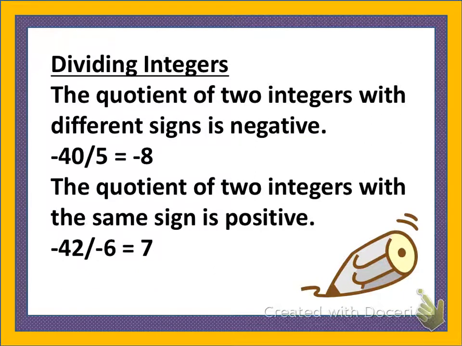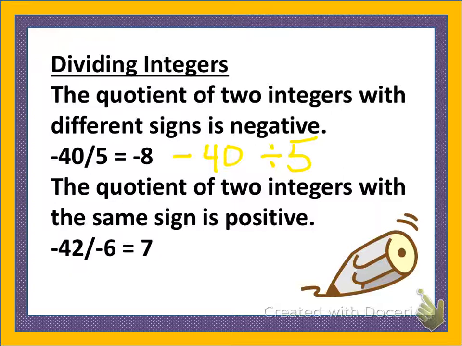For the last flap, we have dividing integers. The quotient of 2 integers with different signs is going to be negative. So if you're dividing and you've got like negative 40 divided by 5, which is another way to write that, negative 40 divide sign, if I can write it, 5. So you've got negative 40 divided by 5. That's what that fraction bar means. You get a negative answer, negative 8.